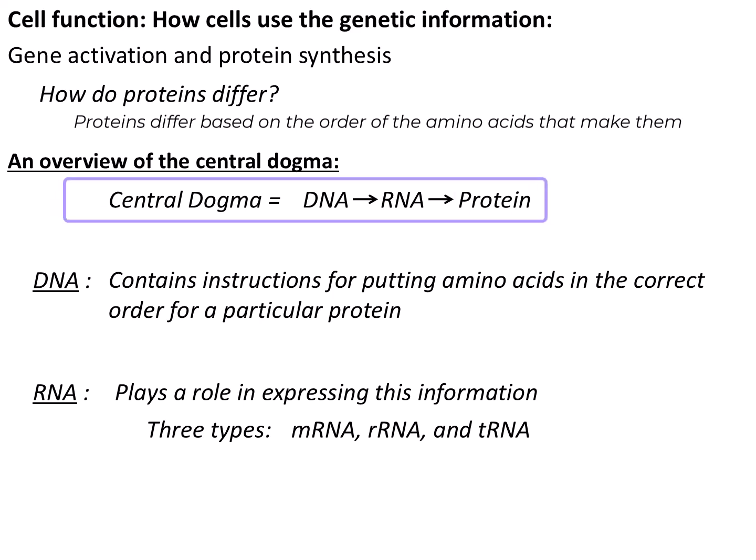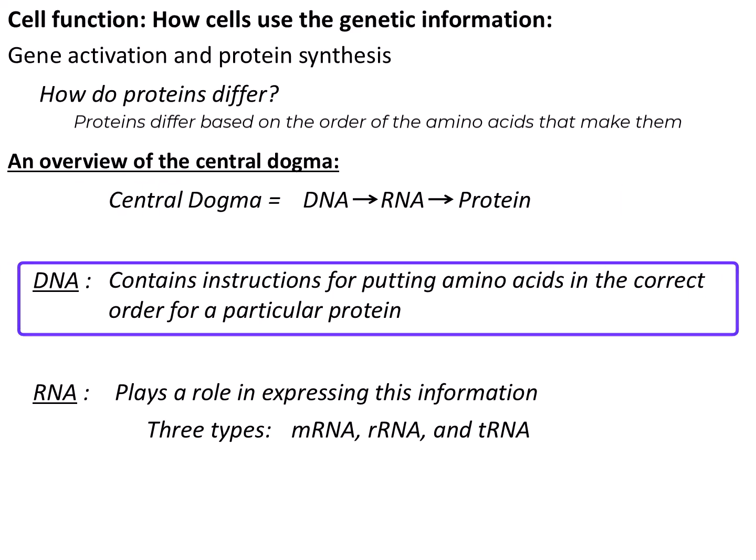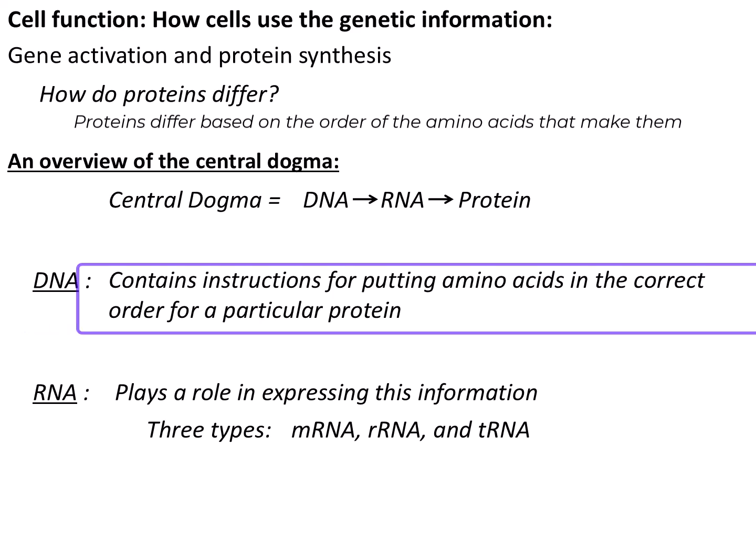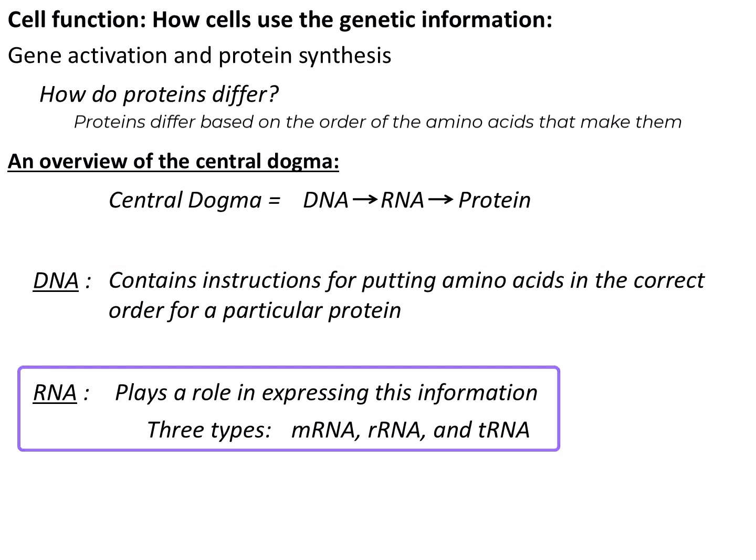The central idea, or central dogma, is that the information on the DNA is used to make RNA. The RNA then is used to build a protein. The DNA contains instructions for putting amino acids in the correct order for a particular protein. Think of it like a recipe in a cookbook. The RNA is going to play a role in expressing this information.